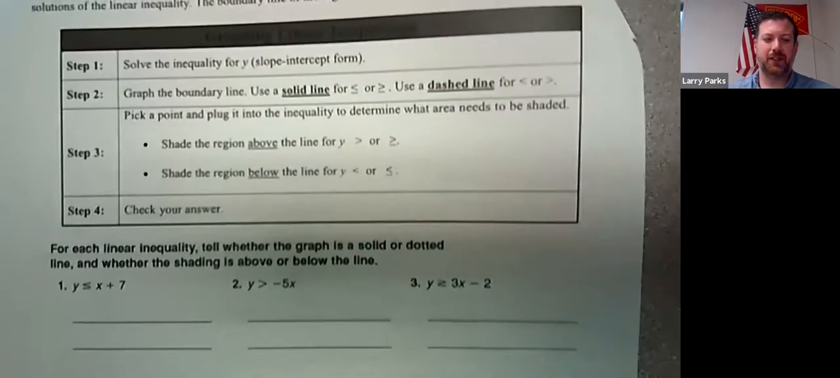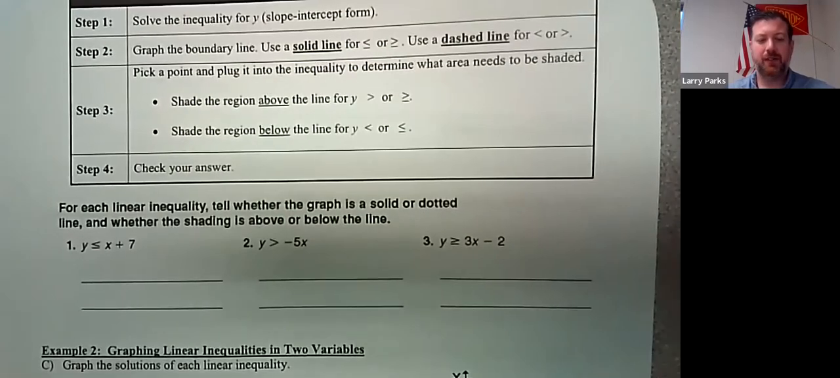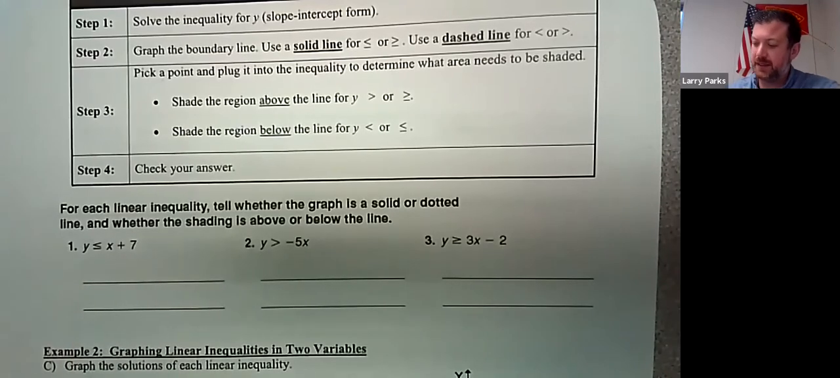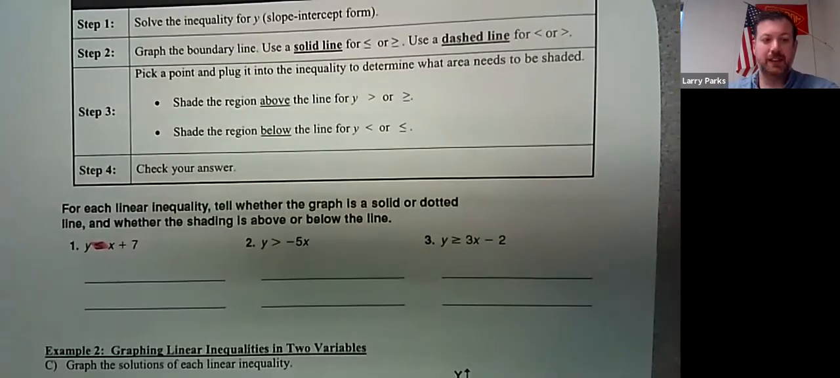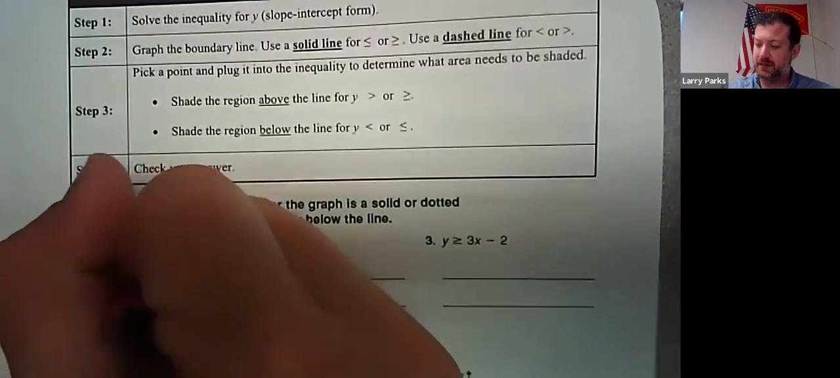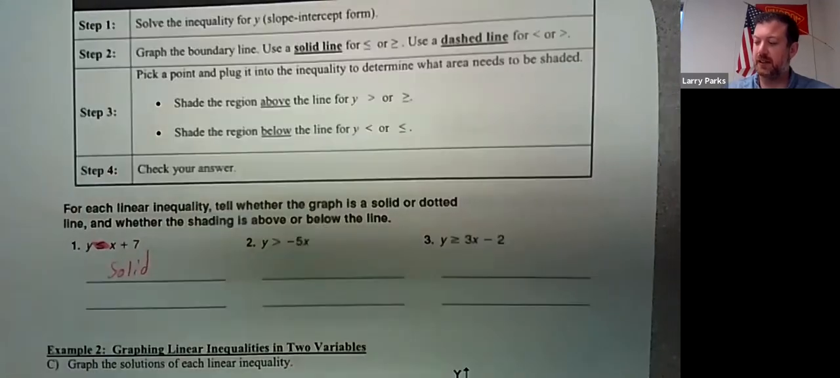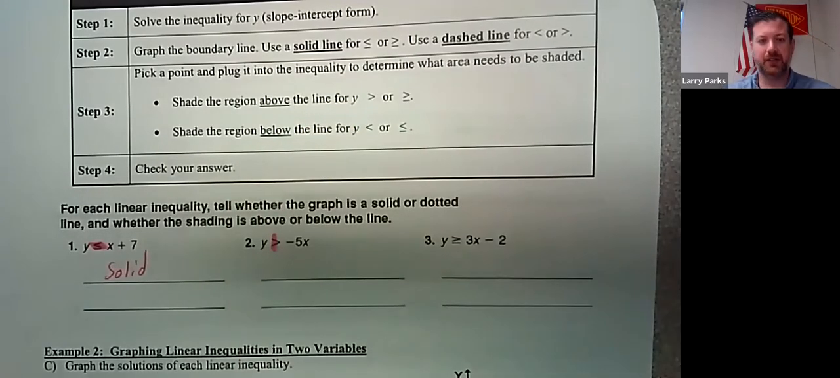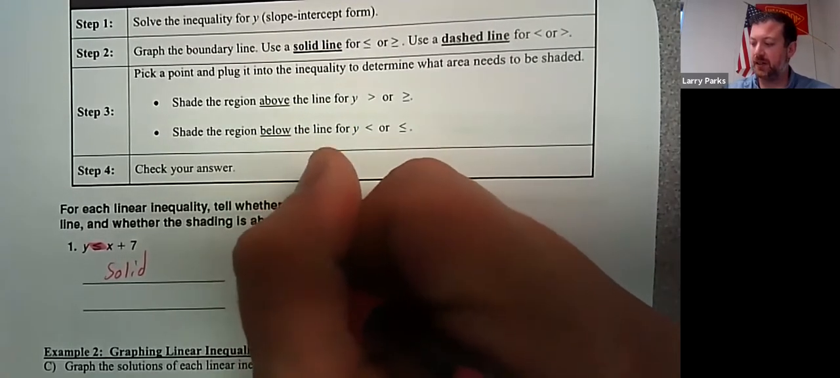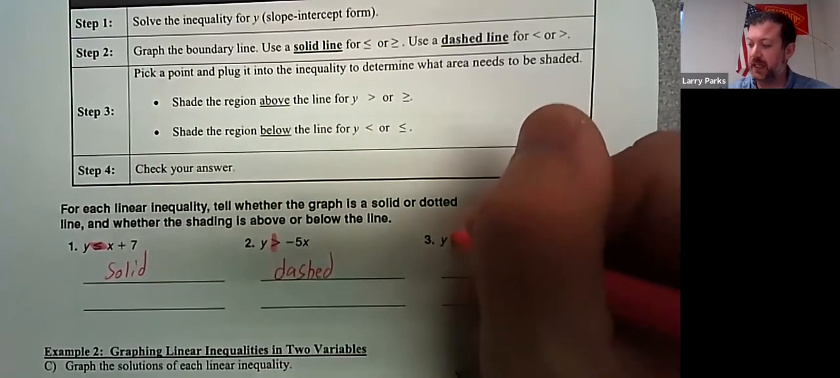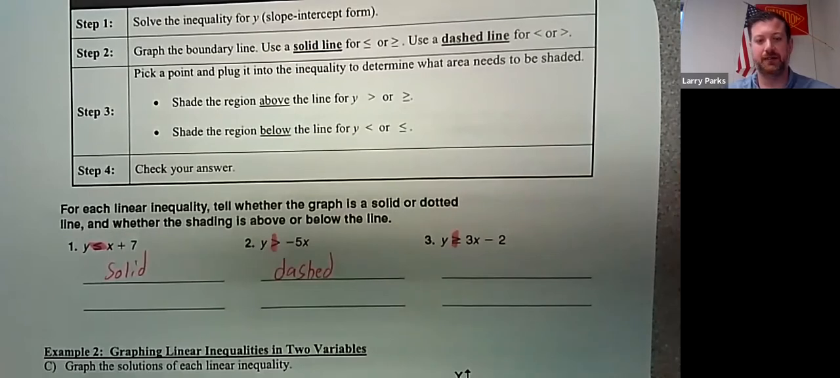Let's start with the first couple. For each one, tell whether the graph is a solid or dotted line. Notice that this one has an equal sign, so I would say solid. This one does not have an equal sign, so that's going to be dashed. And finally, this one has an equal sign, so it's solid.